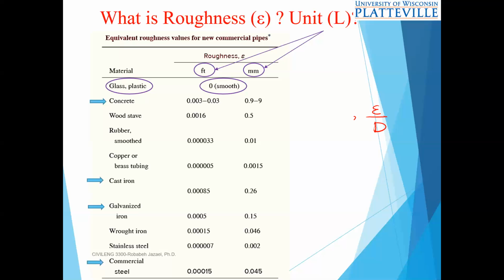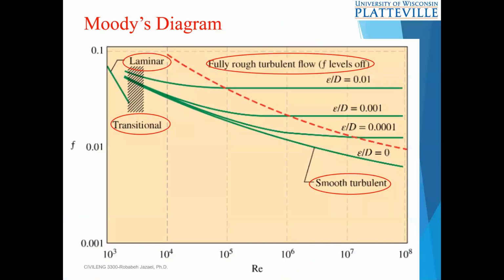The other thing was Reynolds number. We learned how to find Reynolds number. If we have these two, we can find friction factor. Let's look at a big picture of Moody's diagram that shows how we can find friction factor. In this graph, you can see the x-axis is a logarithmic chart, the x-axis is Reynolds number, the y-axis is friction factor.